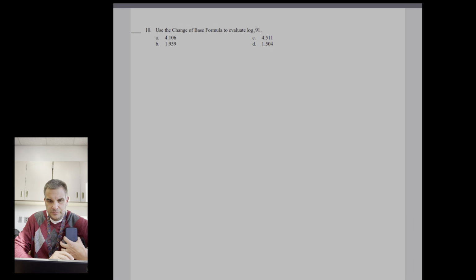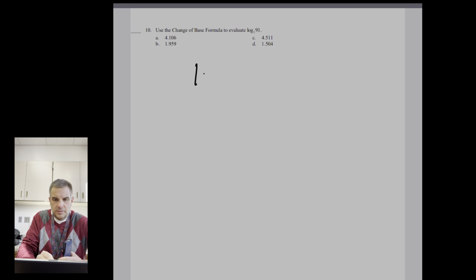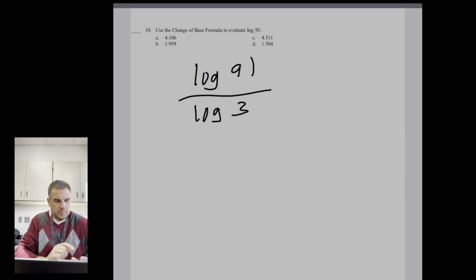Number 10, change of base formula. The change of base formula says that we take the log of the number divided by the log of the base. Punch it in your calculator: log 91 divided by log of 3 is 4.106, which, again, we're on a roll here, is A.